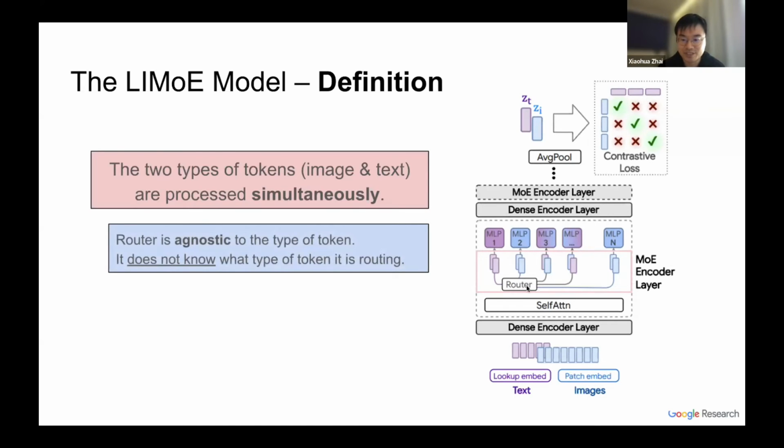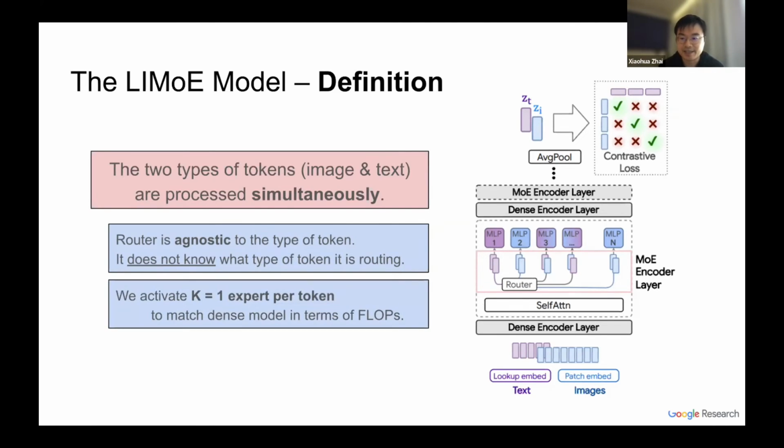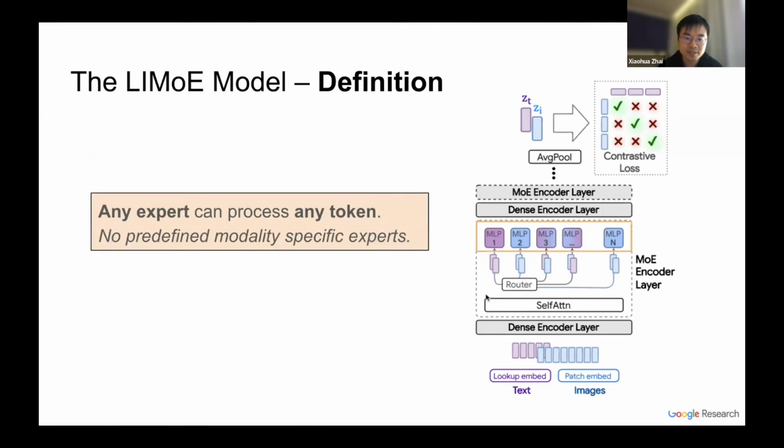And the router, which takes different tokens and tries to send them to different MLP models, is actually agnostic to the type of tokens. It can process image tokens and text tokens. It does not know what type of token it's routing. In this case, we also use one expert per token to make sure this can match the dense model in terms of FLOPs. It does not take advantage of more parameters. And any expert in this layer can process any token. There are no predefined modality-specific experts. So it's just a unified model that can process different modalities.